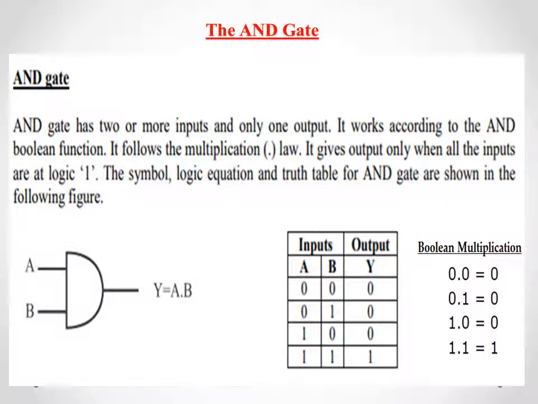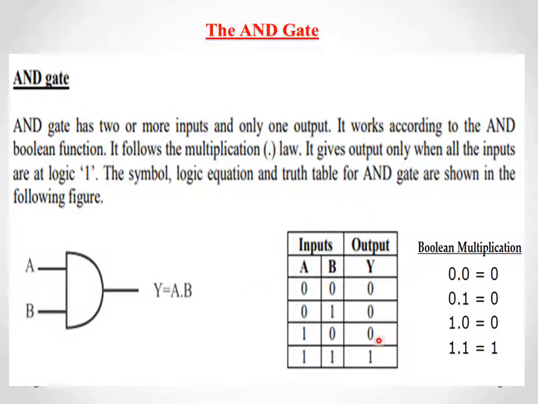The AND gate has two or more inputs and only one output. It works according to the AND Boolean function. It follows the multiplication law. It gives output only when all the inputs are at logic 1. This is the symbol for the AND gate. For a two input AND gate, this is input A and this is input B and this is the output expression: Y is equal to A dot B. The dot represents Boolean multiplication.